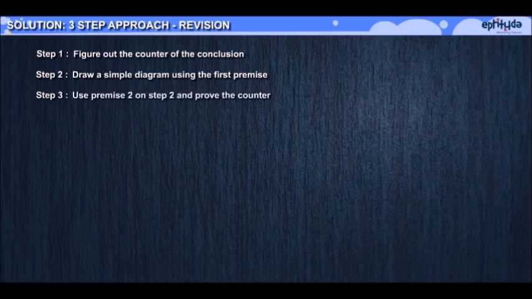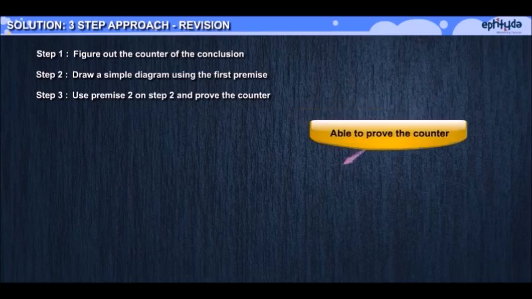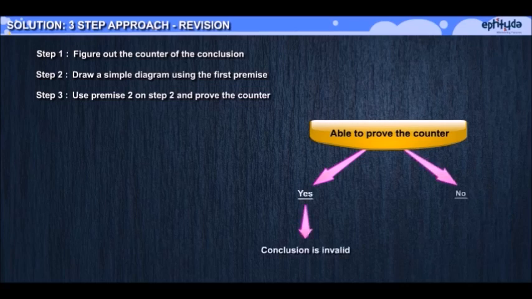Let us revise the three steps. Can you recall step 1? Figure out the counter of the conclusion. Can you recall step 2? Draw a simple diagram using the first premise. Can you recall step 3? Use premise 2 on step 2 and prove the counter. If you are able to prove the counter, the conclusion is invalid. Otherwise, it is valid.